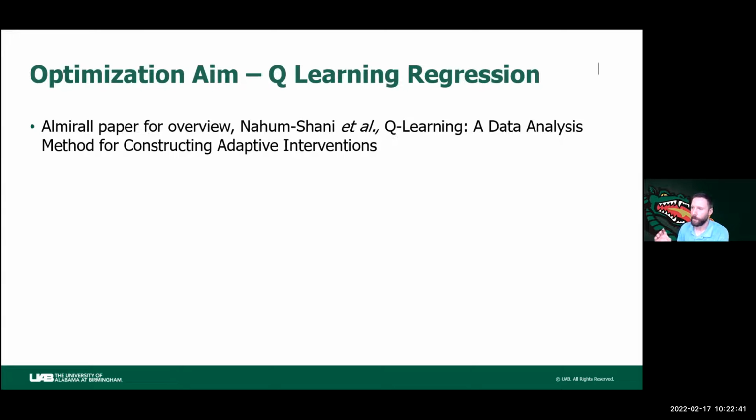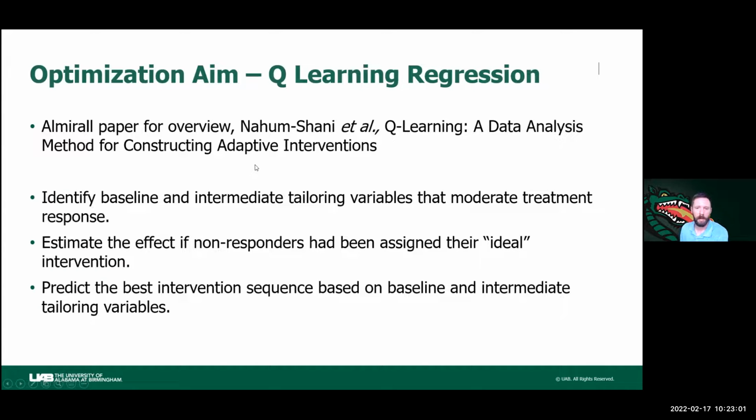So again, referring back to the papers here, Q-Learning regression is the analytic technique for this aim. And I really encourage you to read the papers if this is of interest to you. The second Nahum-Shani paper is an entire paper dedicated to this. The data analysis method for constructing adaptive interventions is all about this technique of Q-Learning. But at the most basic level, I think of Q-Learning as a progressive multi-step regression procedure, with each regression step being based on the results of the previous regression.